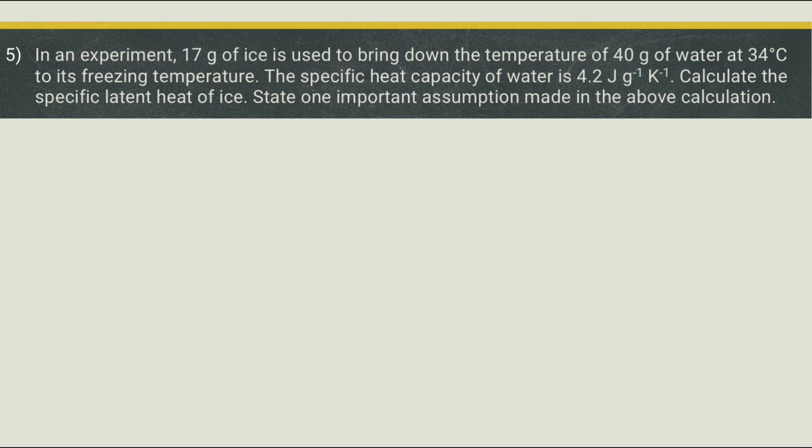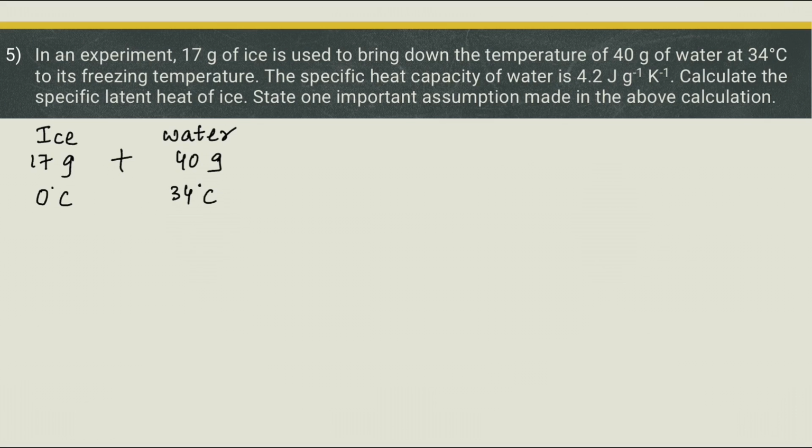So here 17 gram of ice is used to bring down the temperature of 40 gram of water at 34 degrees Celsius. So what is given to us? Ice is given how much? 17 gram. That is mixed with water. How much water? 40 gram water. At what temperature? 34 degrees Celsius. What is the initial temperature of ice? Not mentioned in the question, so by default we take 0 degree Celsius. These two are mixed.